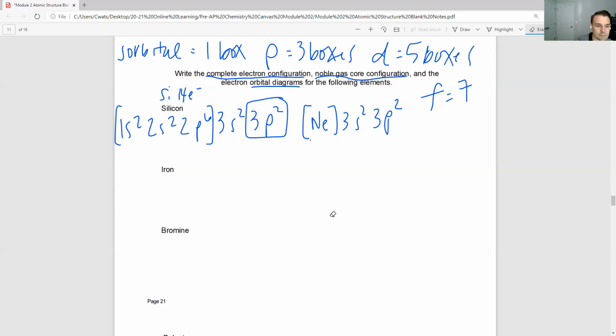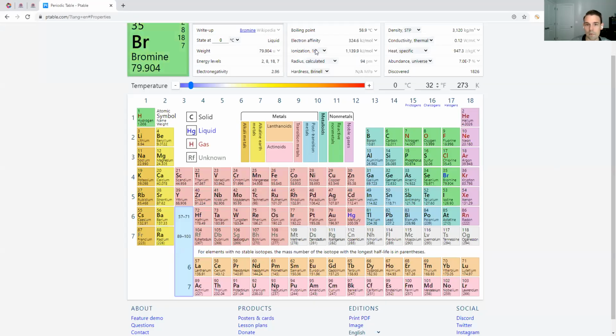So iron, we know it's Fe. And iron has 26 electrons. So I'm going to go back to the periodic table. So let's see. Here's iron right here. This is where we need to get. Notice now we're in the d orbital. So then things are going to be different here.